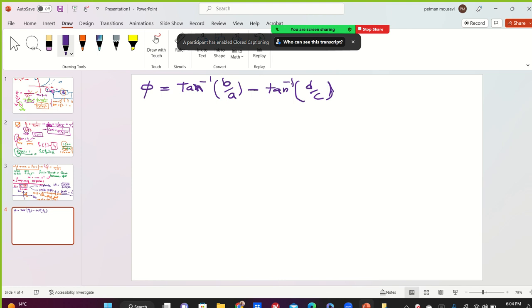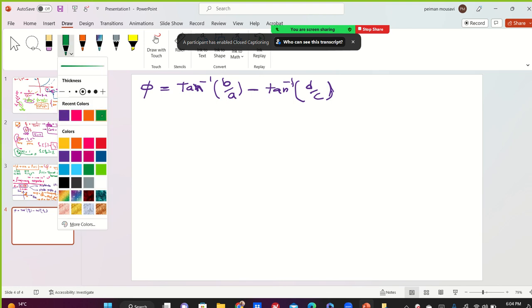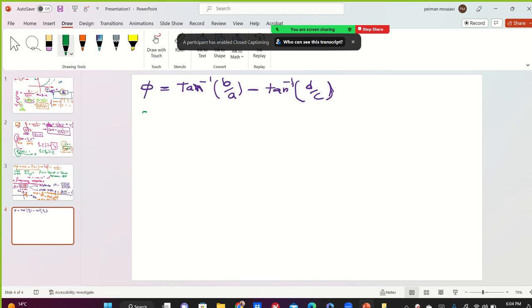So, having said that, for the frequency response, you have to plot 20 log of the closed loop transfer function, bear with me, and also phi versus omega.